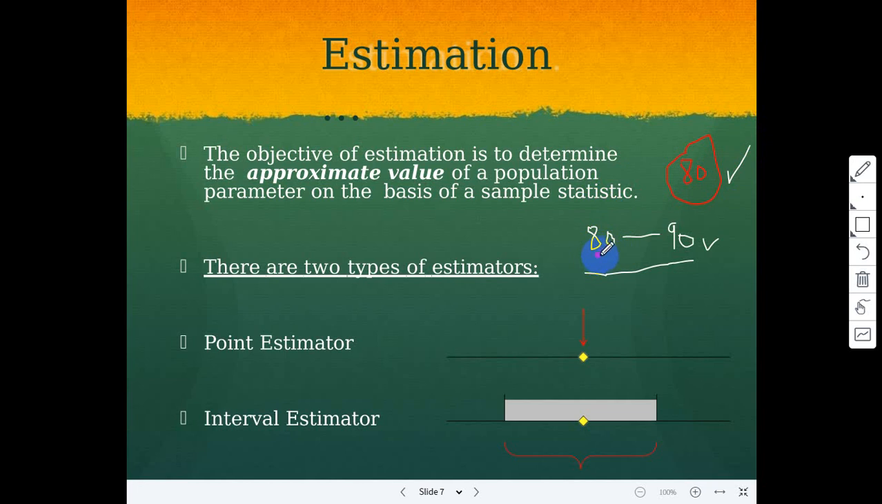For an unknown parameter we are finding the value, we are estimating some values, so that will be the interval. So which interval? Look at this. The interval will be just like this, 80 to 90.